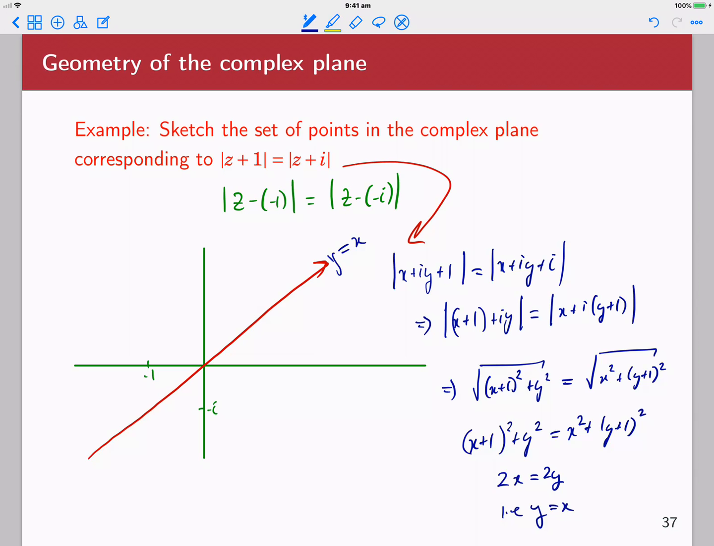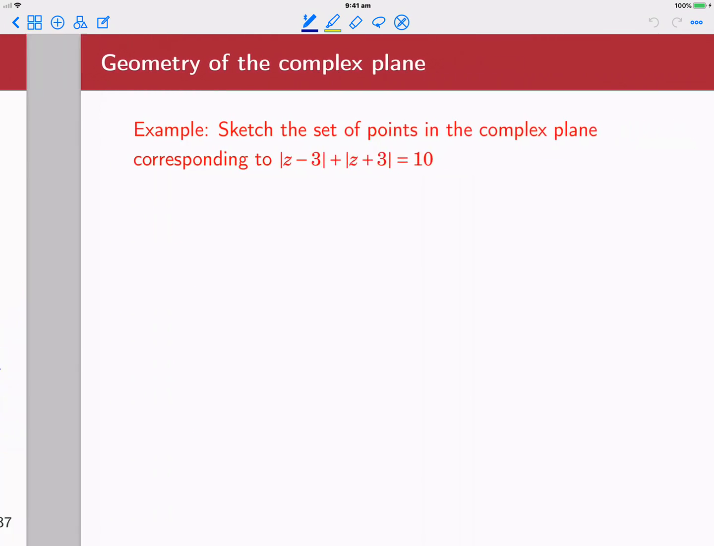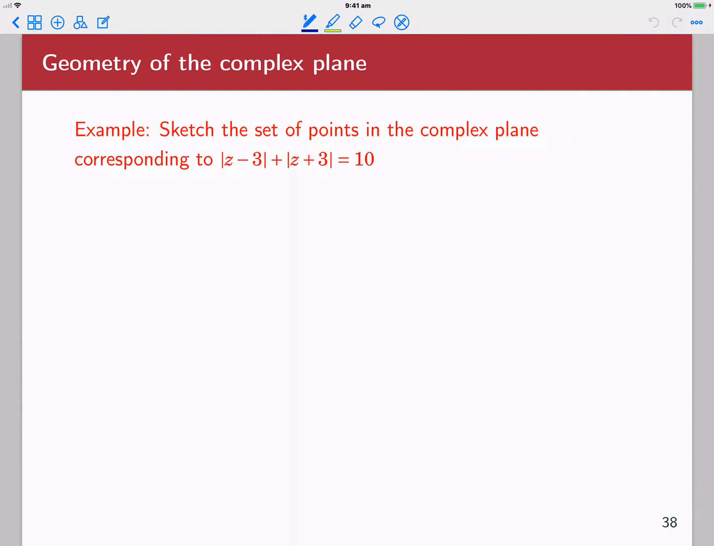Okay, so the final example that I'll show you is this one. I want to find all the points that satisfy this relationship here. This one is not so obvious, unless, of course, you're familiar with the shape that I'm going to draw, but otherwise it's not so obvious. So the way to approach this one is to do it algebraically. Like before, I just let z be x plus iy, and I do some algebra to get a relationship between x and y.